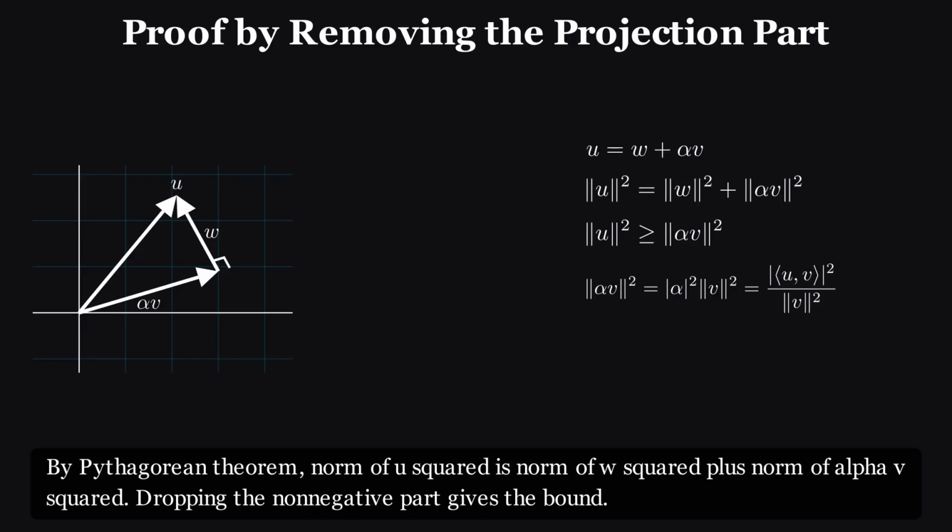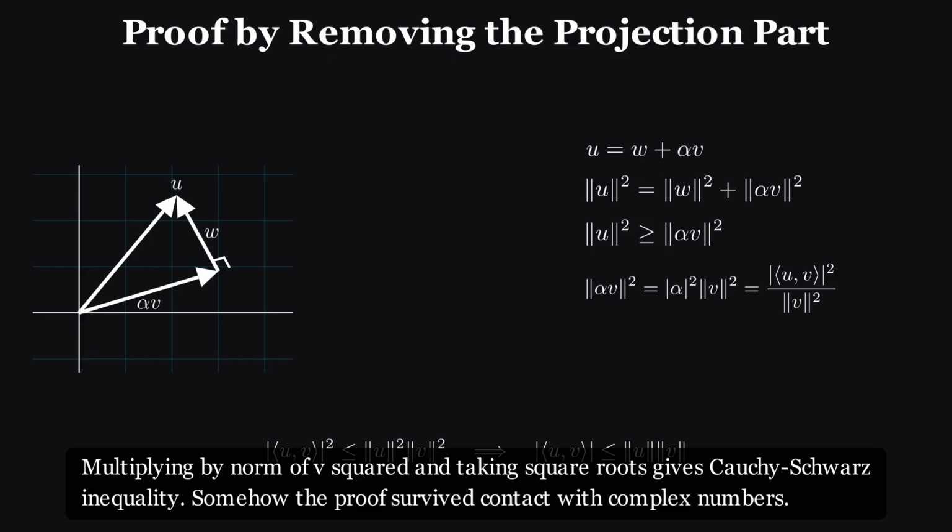By Pythagorean theorem, norm of U squared is norm of W squared plus norm of alpha V squared. Dropping the non-negative part gives the bound. Multiplying by norm of V squared and taking square roots gives Cauchy-Schwarz inequality. Somehow the proof survived contact with complex numbers.